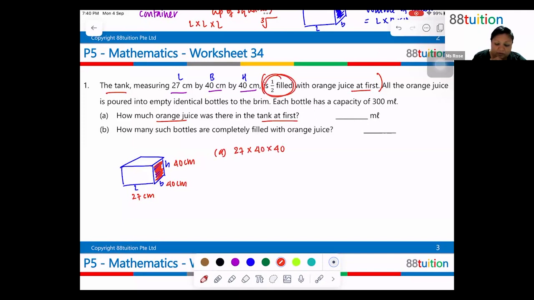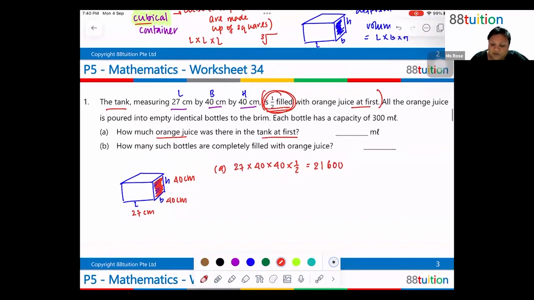But because it is only half filled, I multiply by half here. So when I multiply by half, I will get 21,600 cm cube. Now, let me ask you a question.